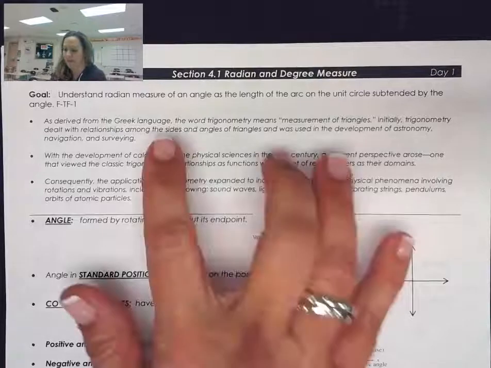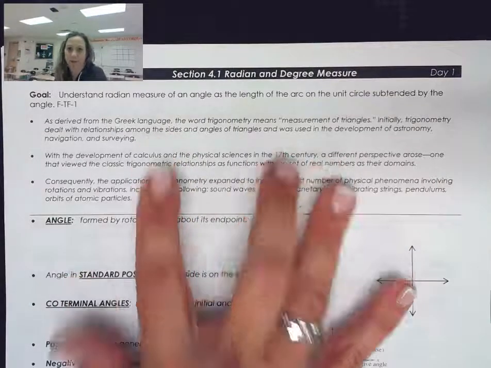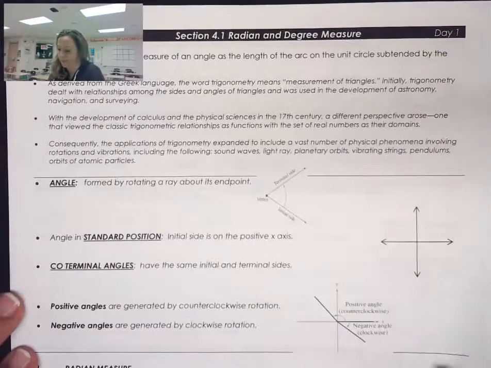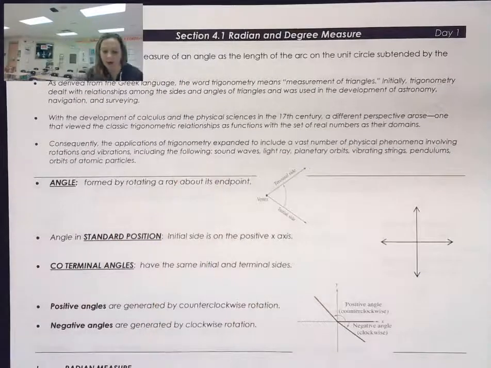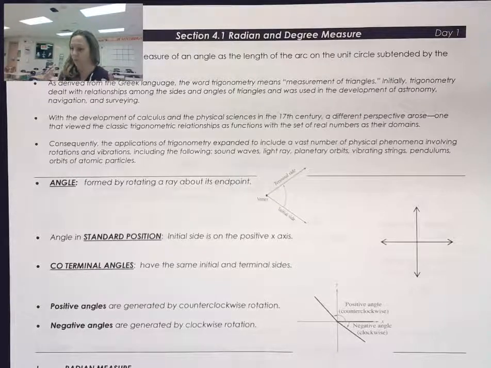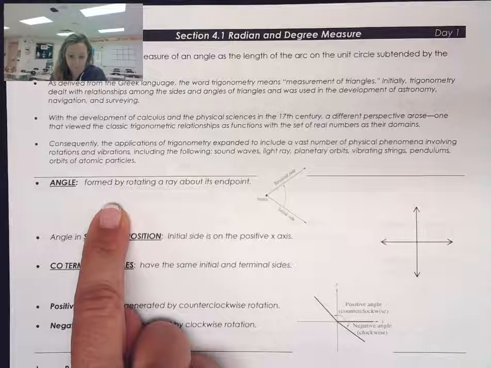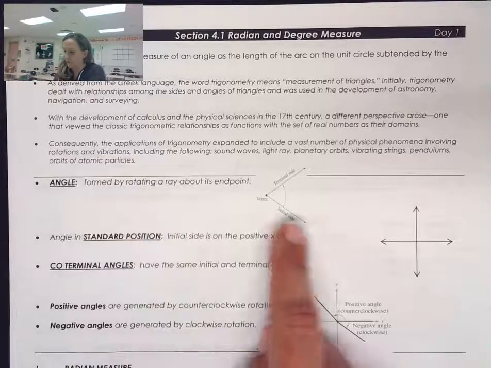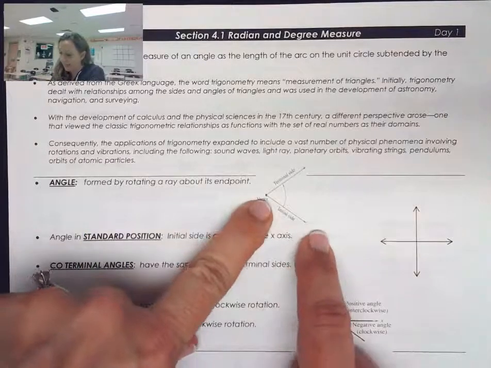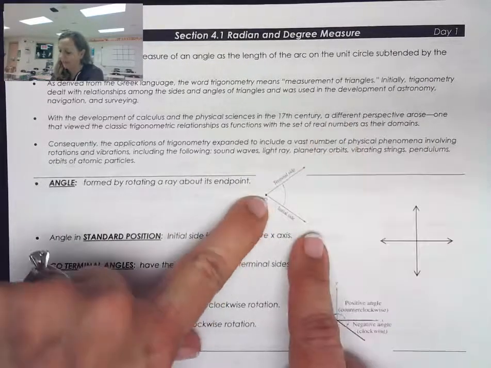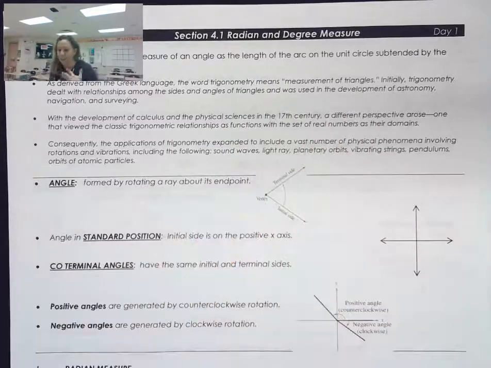So we have some little fun facts here about trigonometry, but let's just dive right in. You guys can read this at your leisure. But let's talk about angles, because that's really what we use radian and degree measure to measure. An angle is formed by rotating a ray about its endpoint, okay? So you take the ray and rotate it about that fixed point, and that's what creates the angle.